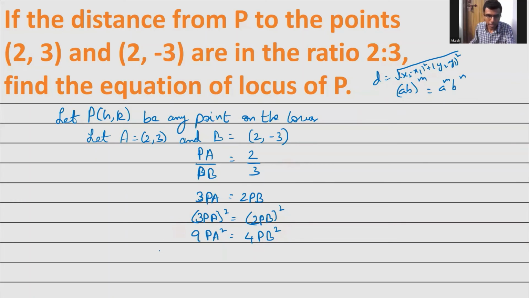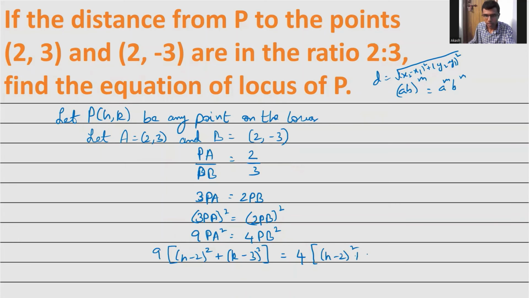Fine. So here I have 9 into the PA square. P is h comma k and A is 2 comma 3. PA is actually under root of h minus 2 whole square plus k minus 3 whole square, but since PA square is there, you need not put the under root. So I get h minus 2 whole square plus k minus 3 whole square is equal to 4 into PB square, with P as h comma k and B as 2 comma minus 3: h minus 2 whole square plus k minus of minus 3, which is nothing but k plus 3 whole square.